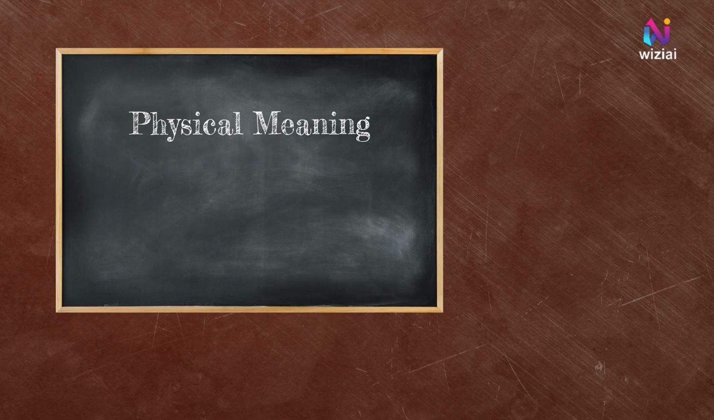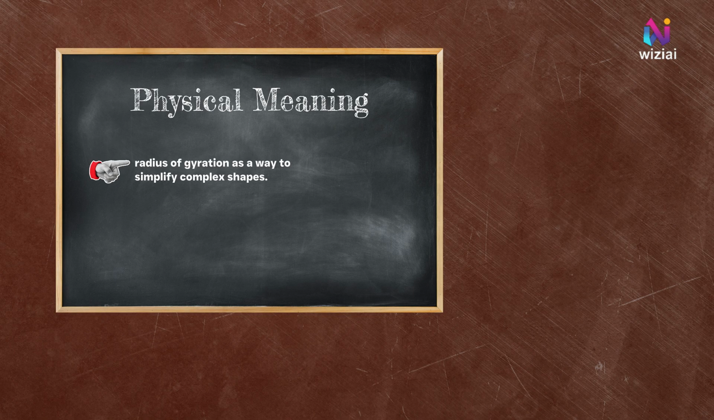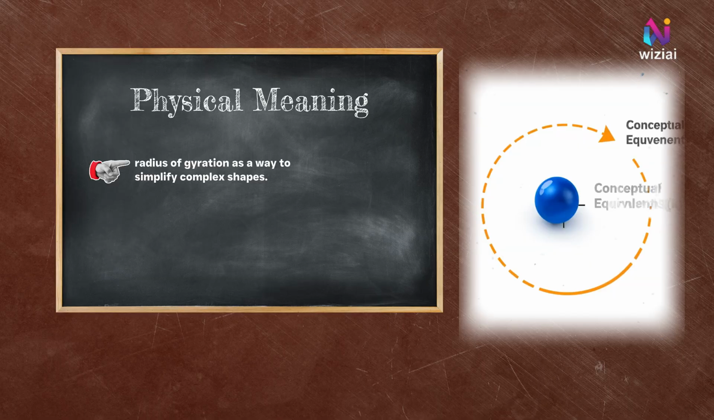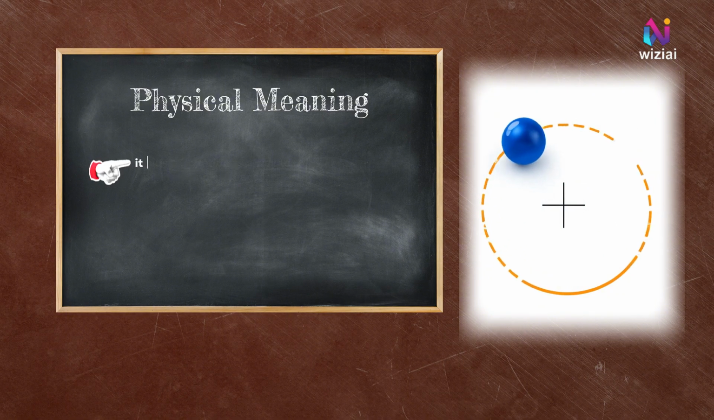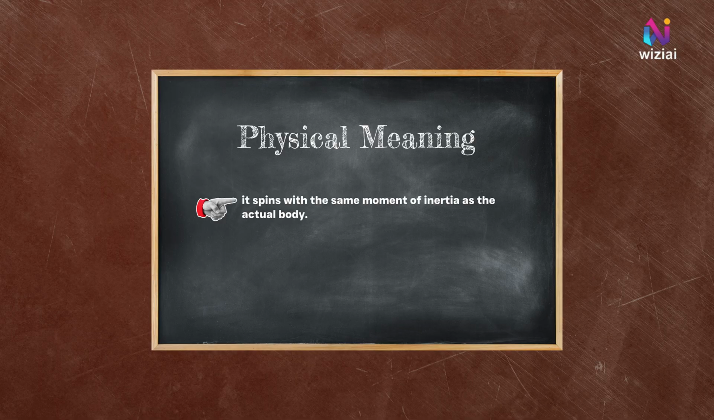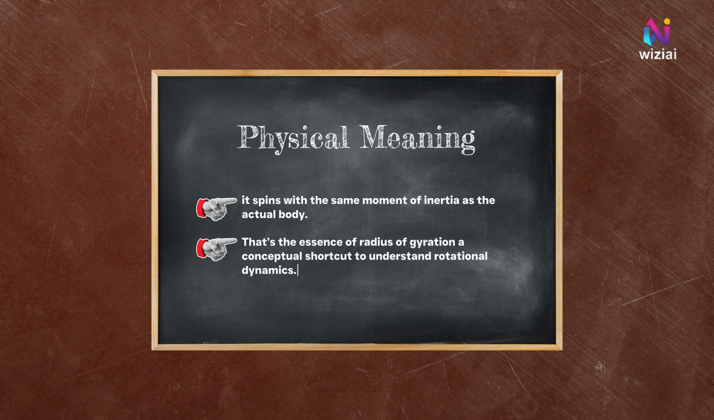Physical meaning. Think of the radius of gyration as a way to simplify complex shapes. Imagine replacing a solid body with a single point mass that's located at a distance k from the axis, such that it spins with the same moment of inertia as the actual body. That's the essence of the radius of gyration, a conceptual shortcut to understand rotational dynamics.